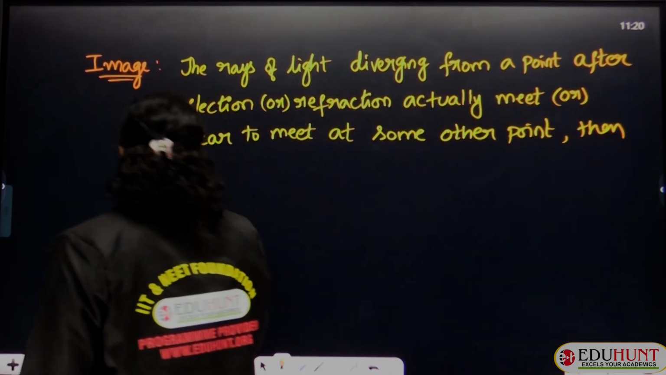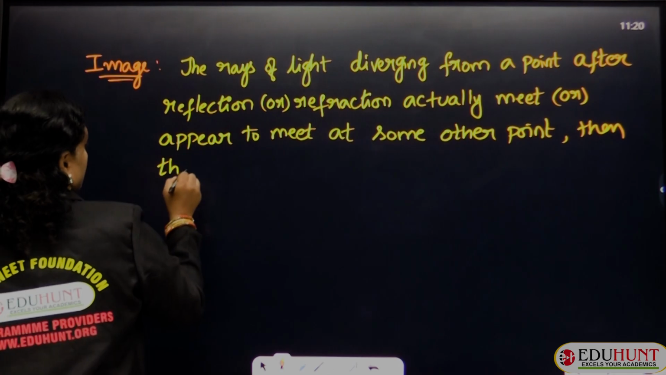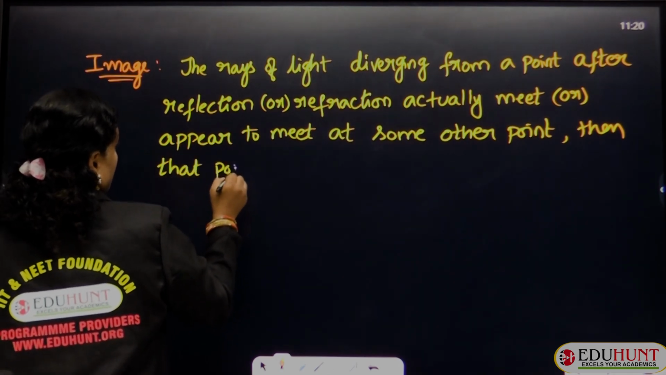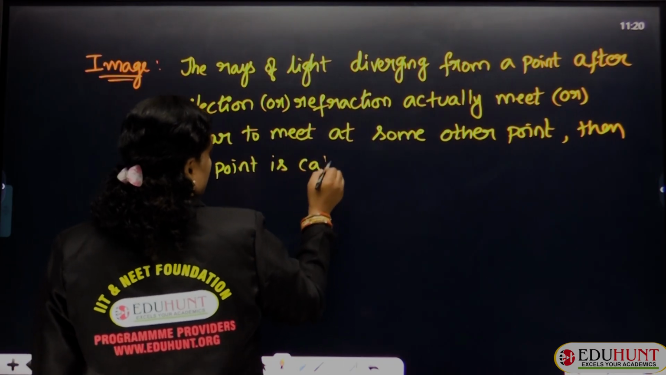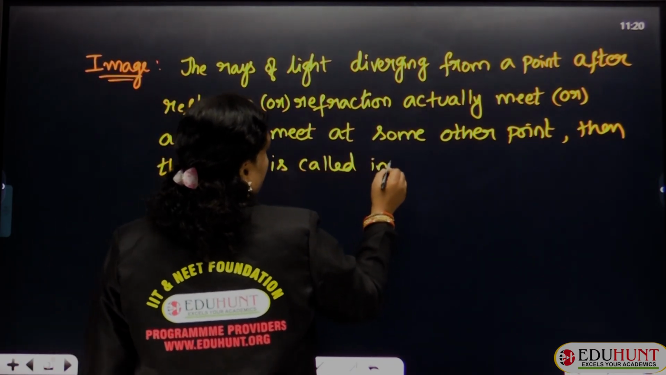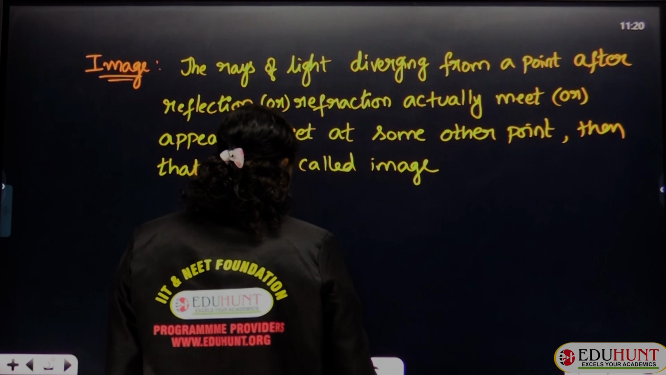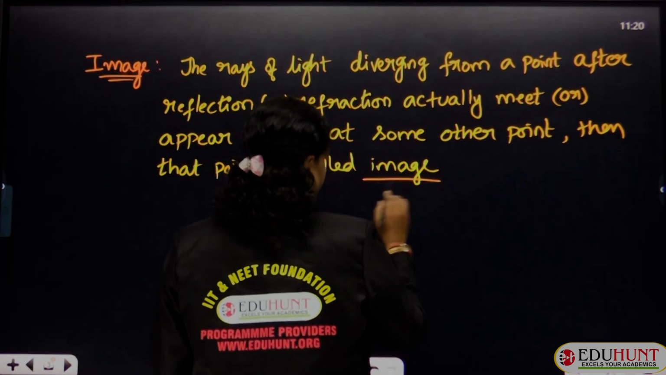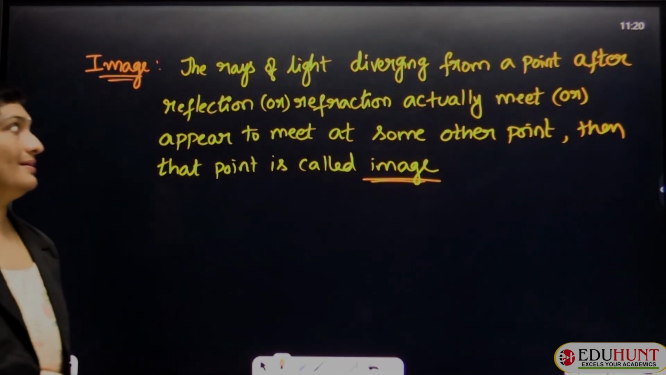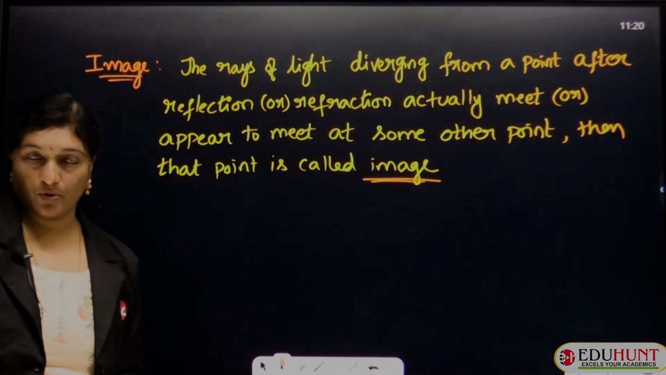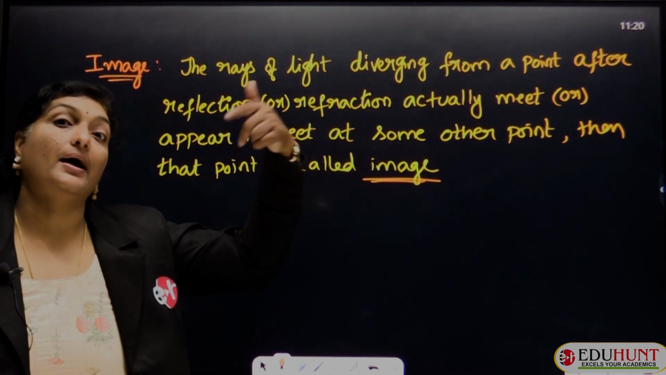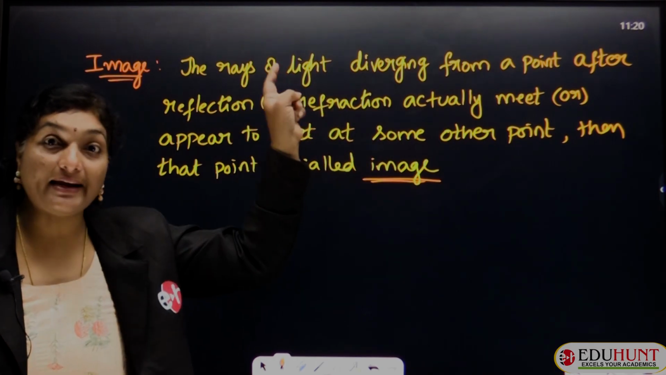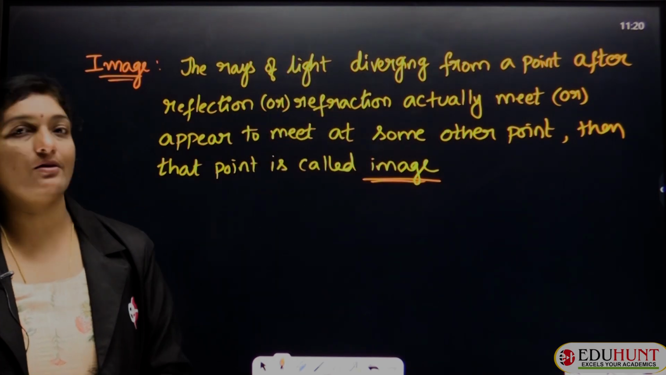Then that point itself is called image. I hope you understood, children. So what is image? The rays of light diverging from a point actually meet or appear to meet at some other point. Then that particular point is called as an image.